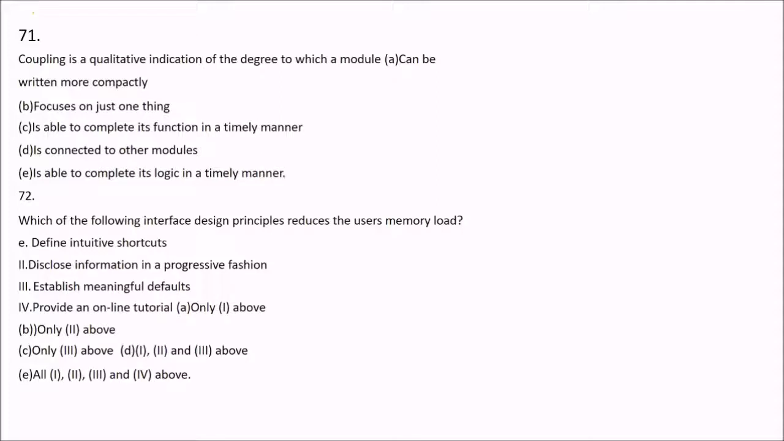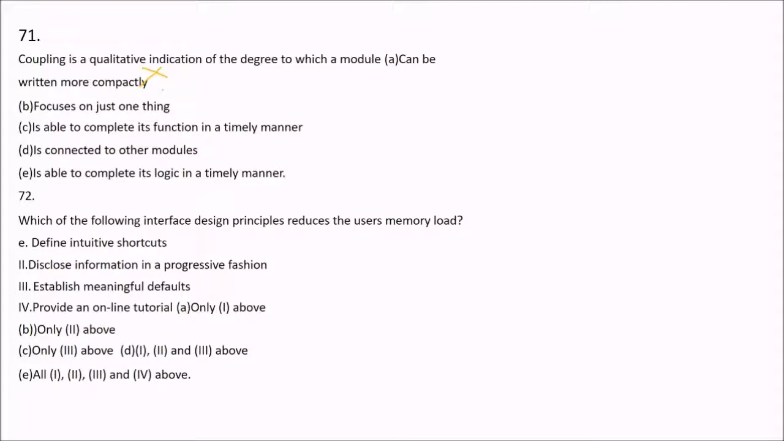71. Coupling is a qualitative indication of the degree to which the module first can be written more compactly. 71, because we know that coupling is the measure of interdependence between the modules. So 71, let us see. Can be written more compactly? No.